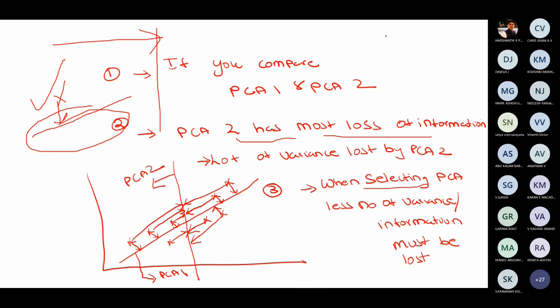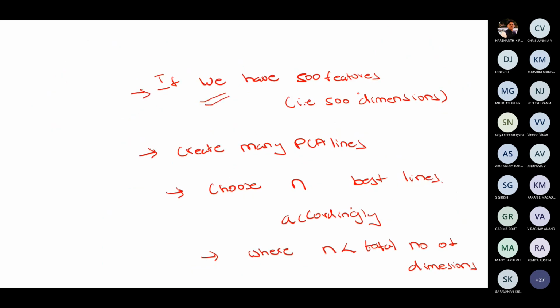So we will calculate PCA component 1, and we will calculate the PCA component 2 line. Then we will see which one is losing more, which has a lot of variance. Accordingly, we will take decisions. In case you have 500 features, I will create as many lines, n lines, but make sure the number is less than the number of features, less than, not equal to. If you have 500 features, I can create 400 lines or 450 lines or whatever, but it should not be greater than or equal to 500.